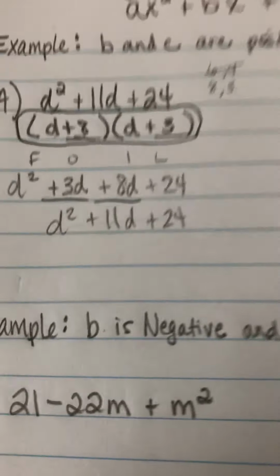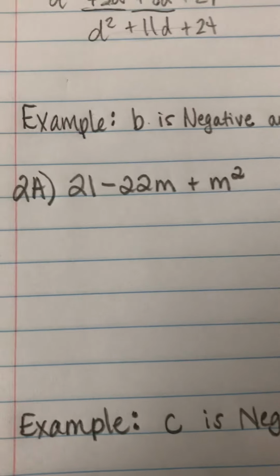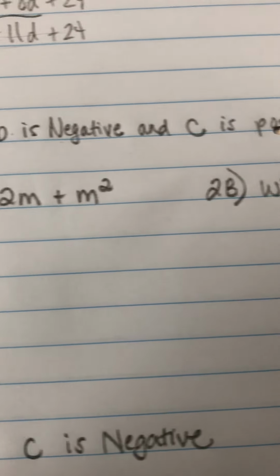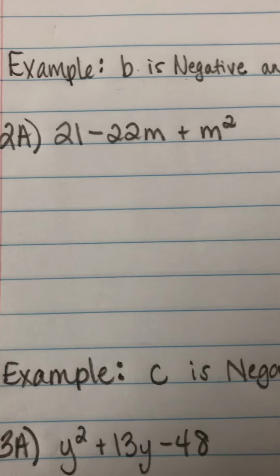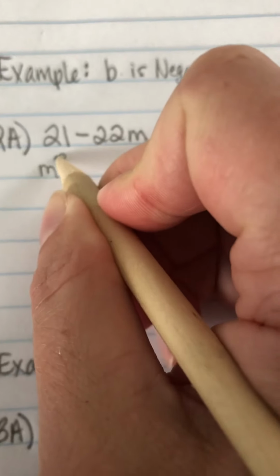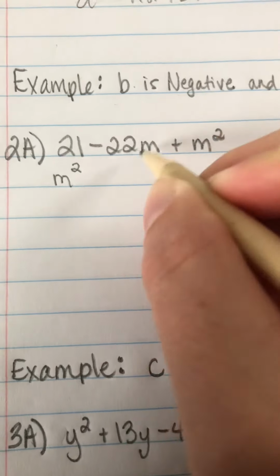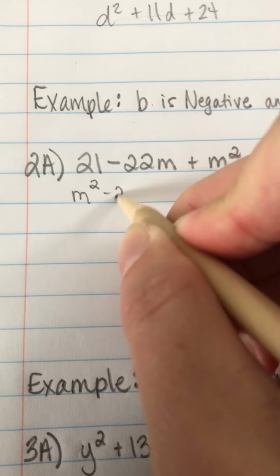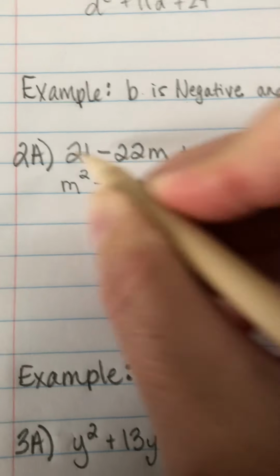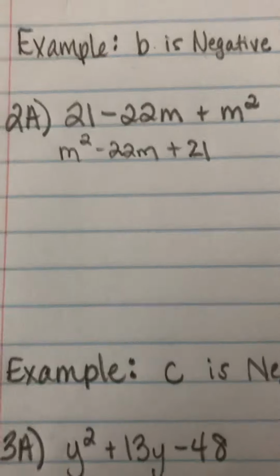All right, so let's look at some that might get a little bit trickier here. So the next example I'm going to look at with you is when B is negative and the C is positive. So like I said, let me rewrite this and we can look at that some more. I'm going to put it in standard form. So m squared, and then I have minus 22m, and then a positive 21, right? So I'm going to put plus 21.